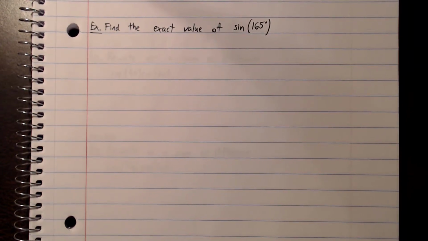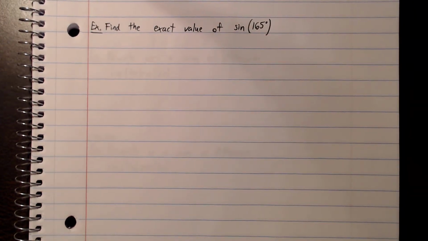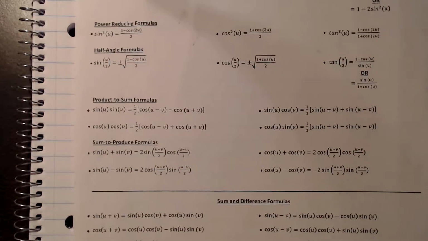These problems are asking us to find the exact value of sine of 165. Now, if our unit circle had that there, we would just look at the answer and we're done. Unfortunately, that's not the case. And even worse is that we can't necessarily just add and subtract values from the unit circle to get 165. Nothing really easy pops up. So we're going to have to use some of these half-angle formulas.